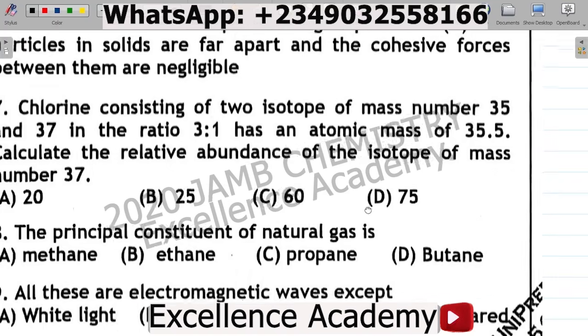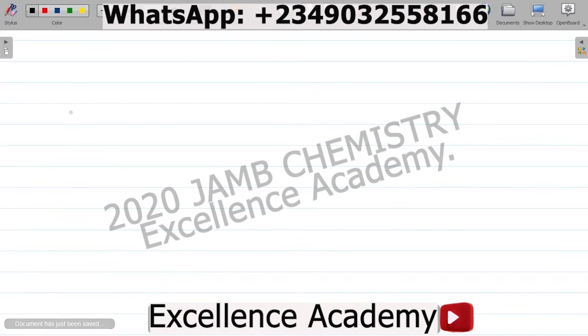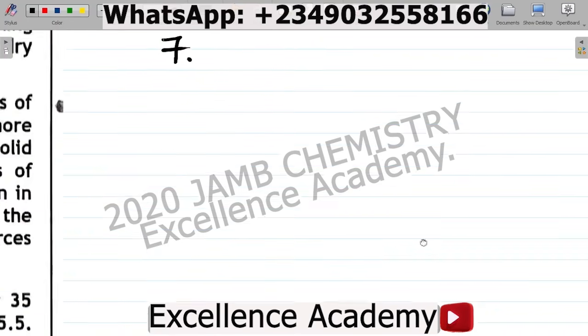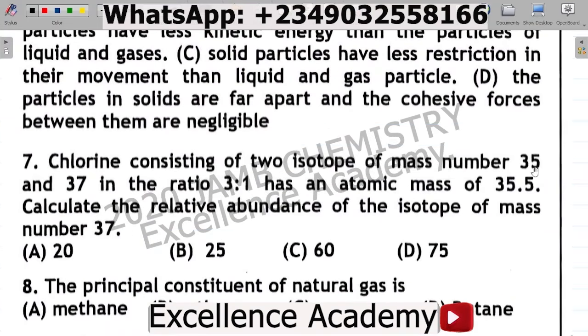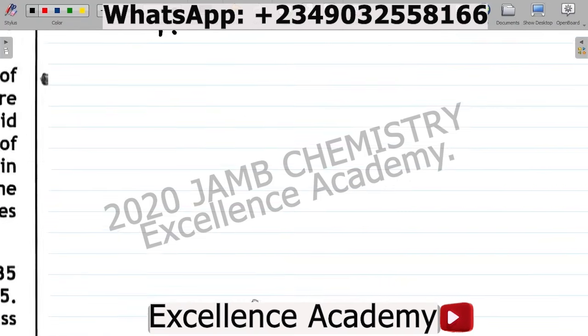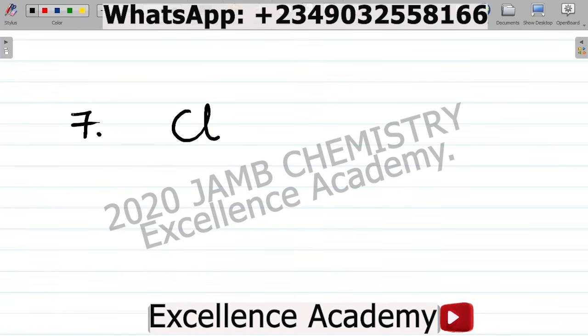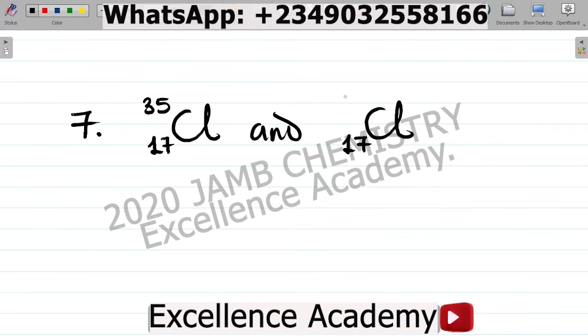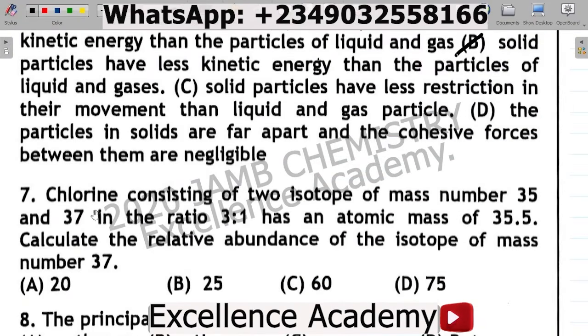Now, to solve this question, we are given chlorine, and we are given two isotopes of chlorine. The isotopes there are chlorine 35 and chlorine 37. So I'll come here and put chlorine, atomic number 17. Then you have this as chlorine 35, and you have an isotope of chlorine 37. Let me just confirm that, 35 and 37. They said the two isotopes are in the ratio 3:1, and they have an atomic mass of 35.5.